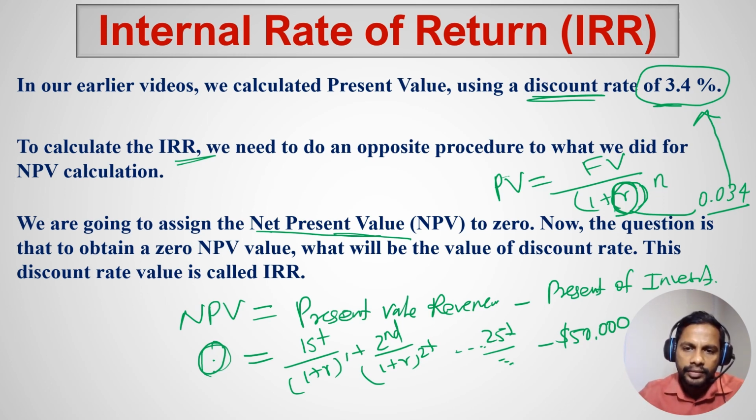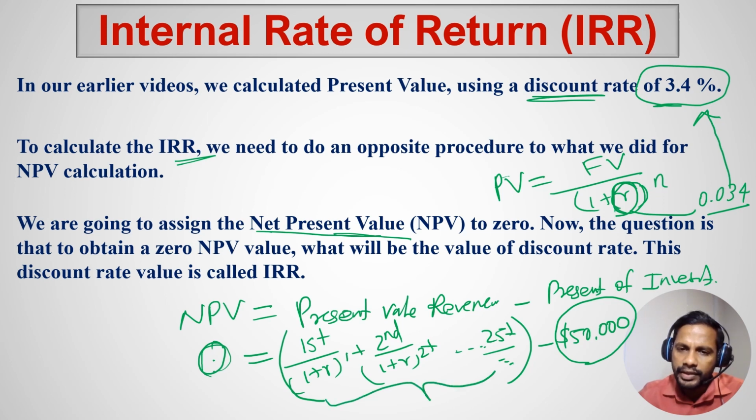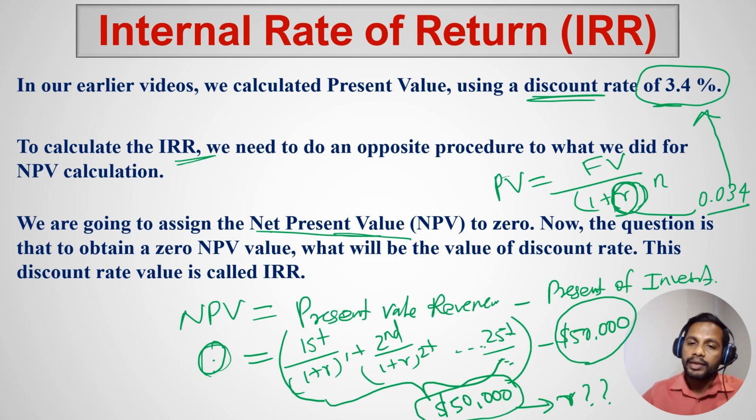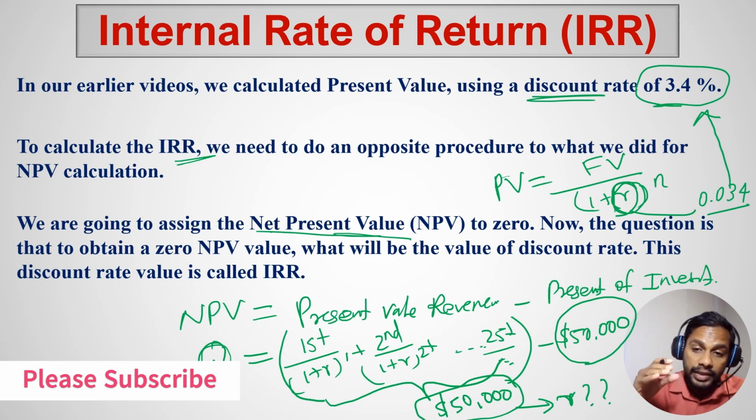So the idea is, this one is 50,000, we are very sure of this. So I want this entire revenue term to be 50,000. If I want the entire revenue to be 50,000, what should the discount rate R be? If I put in what discount rate does this entire revenue become 50,000? It's a simple question: to make the 25 years of revenue equal to 50,000, what discount rate do I have to feed into this equation?